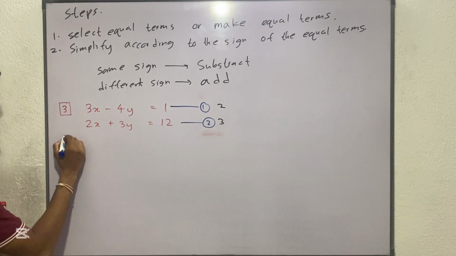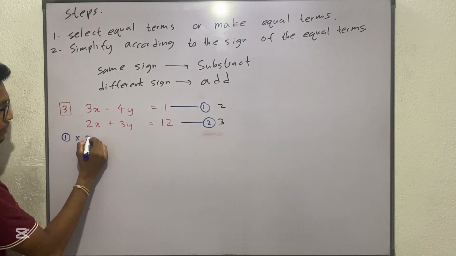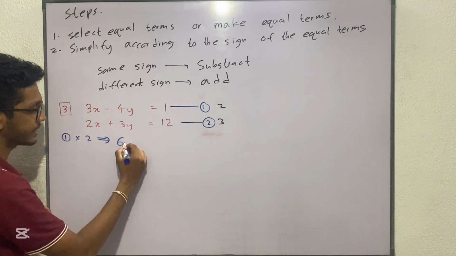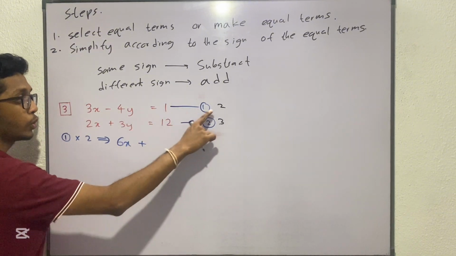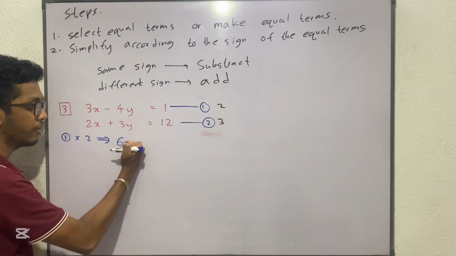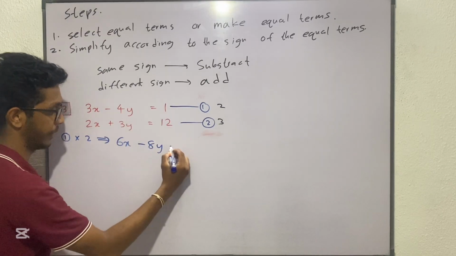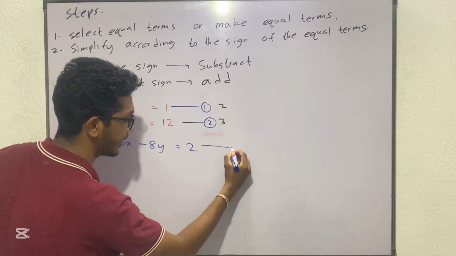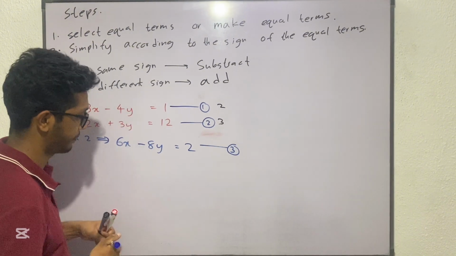1 times 2. Then 2 times 3x, I get 6x. 2 times minus 4y, we get minus 8y. 2 times 1, we get 2. I am taking it as my third equation.